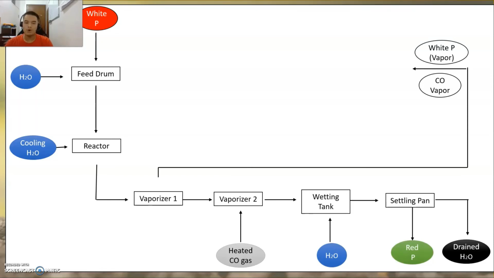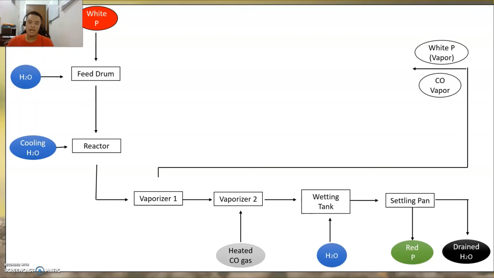So this is the overview on how to convert white phosphorus to red phosphorus. However, this is not efficient. So we need to make the cycle or the process diagram more efficient and more eco-friendly, economical friendly.